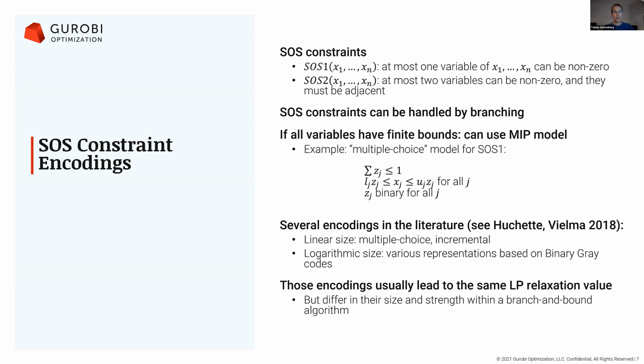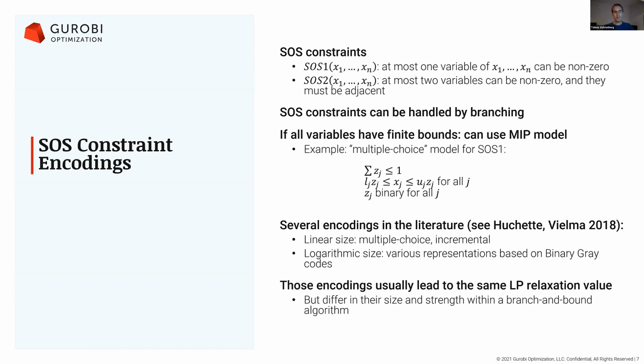So how can you deal with that? Well, you deal with that by branching. If in an LP solution you have two variables that have a non-zero value in an SOS1 constraint, then you can just branch on the variables: set one set of the variables to zero in one child node, and set the other set of the variables to zero in the other child node. And by that, you can make sure that in the end you will find a solution that satisfies the SOS constraints.